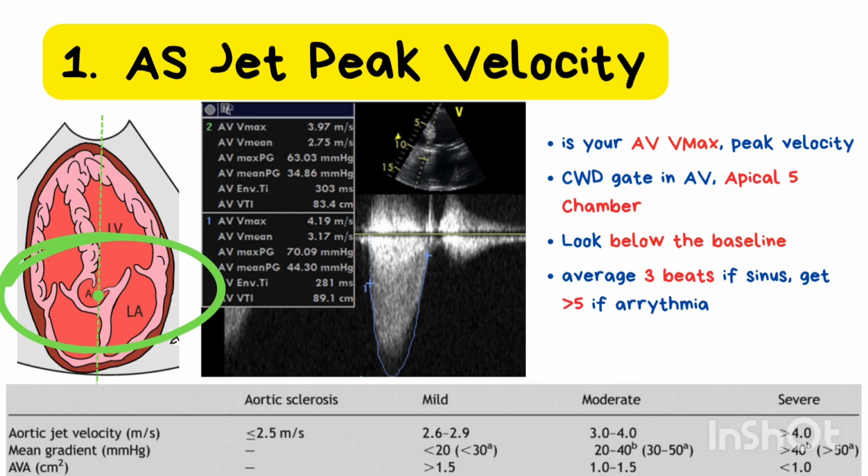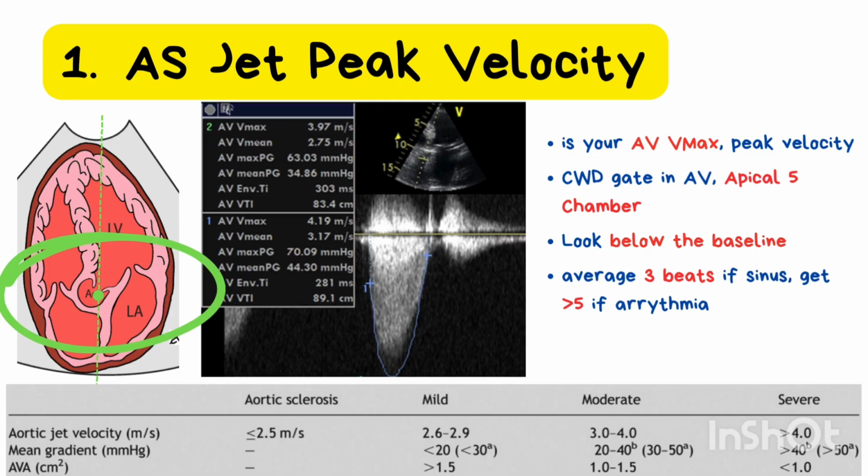Now, let's apply this to a real case. If we look at my patient's echo results, the AVV max is 3.97 meters per second. Now pause here. Take a look at the grading table on screen for aortic jet velocity. Where does a velocity of 3.97 fall? According to the guidelines, a velocity between 3 and 4 meters per second is classified as moderate aortic stenosis. So in this case, our patient would be graded as having moderate aortic stenosis based on peak velocity.